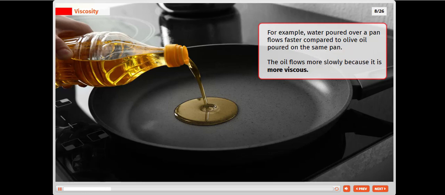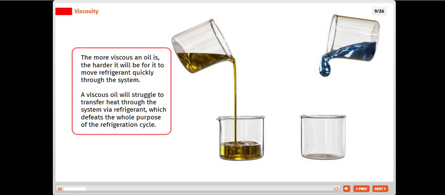For example, water poured over a pan flows faster compared to olive oil poured on the same pan. The oil flows more slowly because it is more viscous. The more viscous an oil is, the harder it will be for it to move refrigerant quickly through the system. A viscous oil will struggle to transfer heat through the system via refrigerant, which defeats the whole purpose of the refrigeration cycle.